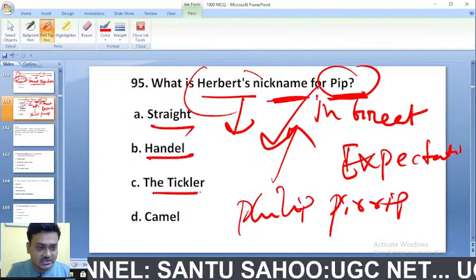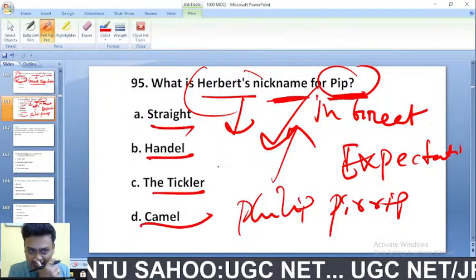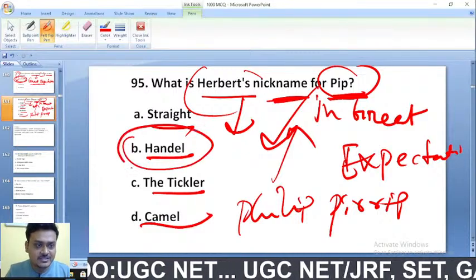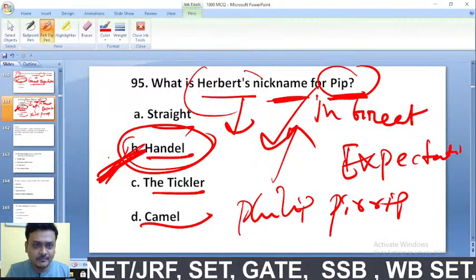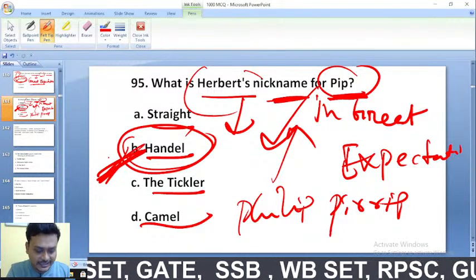Straight, Handle, the tickler, the camel. The right answer is Handle. Okay, Handle was the name that Herbert, another character from Great Expectations, gave to Pip. So Handel is the right answer.